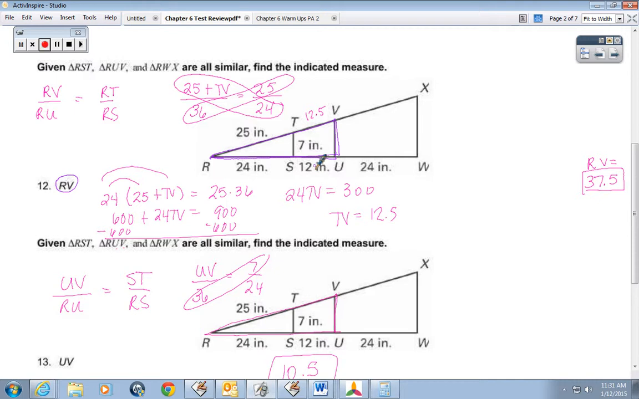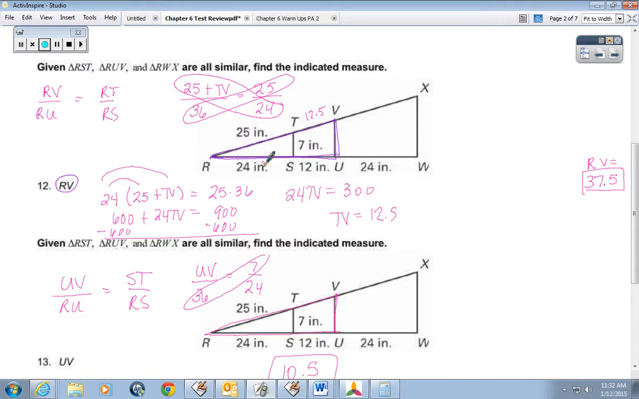And then from there, I have to look at the other triangle and match the side. So if I picked RV here, I would have to pick RT here. If I picked RU from this one, I would have to pick RS from here. Then I go back in and fill in what I know. So I know that side RV is 25 plus TV. I know that side RU is 36. I know that side RT is 25, and I know that side RS is 24. So then I just set them up as an equation. I cross multiply, or I set them equal to each other.